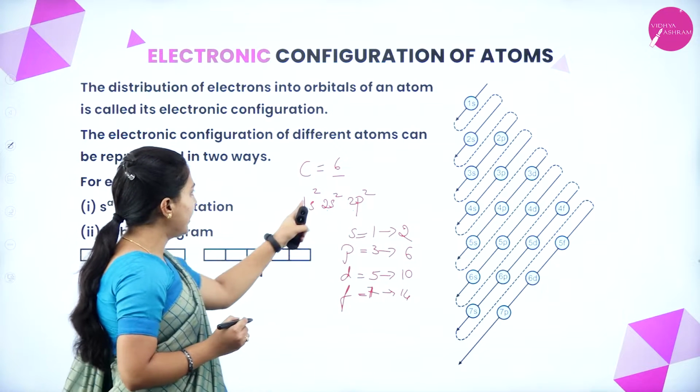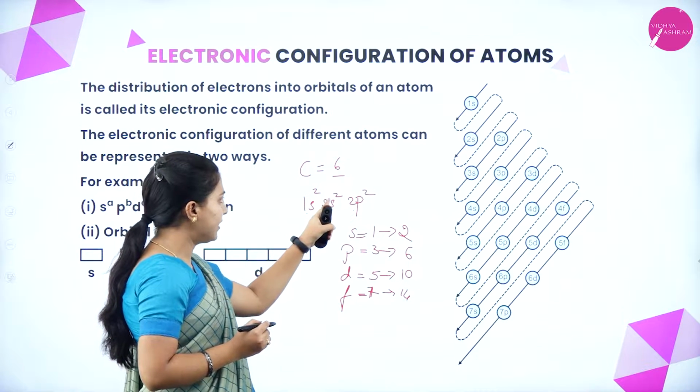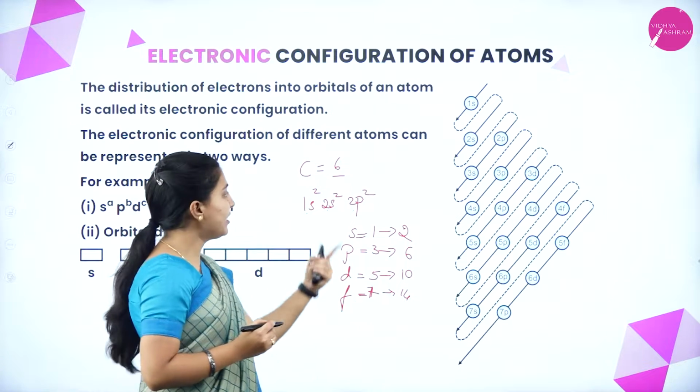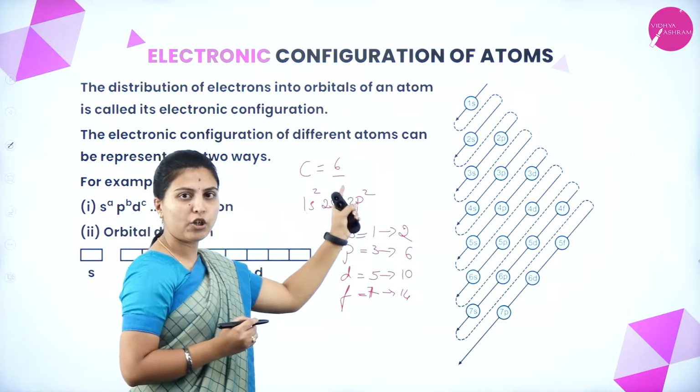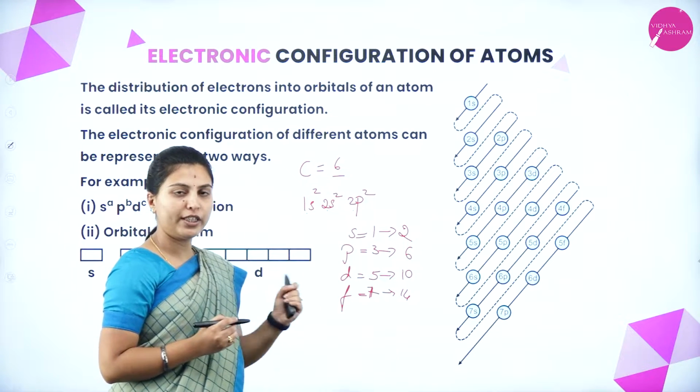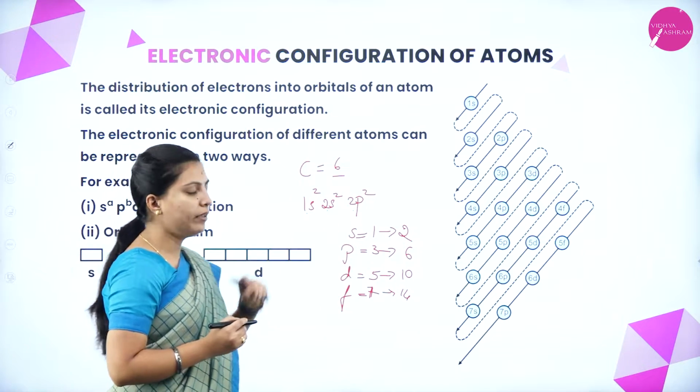That's why here S is 2, S is again 2. For P, we have not written 6 because it should correlate with the atomic number, the existing number we have written. From 1 to 6 electrons we can accommodate in P.